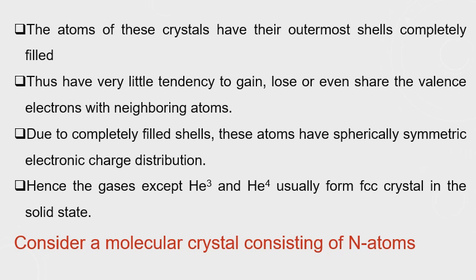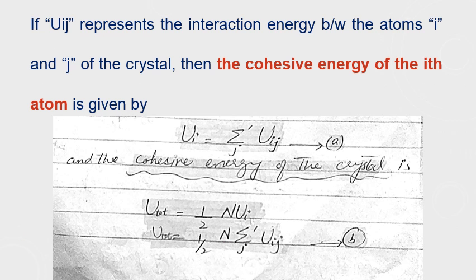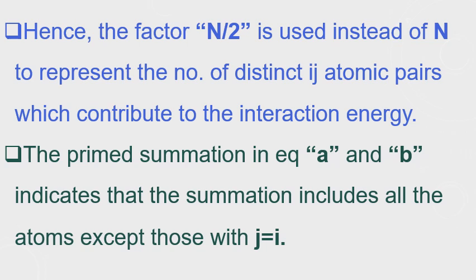Consider a molecular crystal consisting of n atoms. If Uij represents the interaction energy between the atoms i and j in the crystal, then the cohesive energy of the ith atom is given by Ui is equal to summation over j prime of Uij, that is equation A, and the cohesive energy of the crystal is given by equation B. The factor n over 2 is used instead of n to represent the number of distinct ij atomic pairs which contribute to the interaction energy. The prime on the summation in equations A and B indicates that the summation includes all the atoms except those with j equal to i.